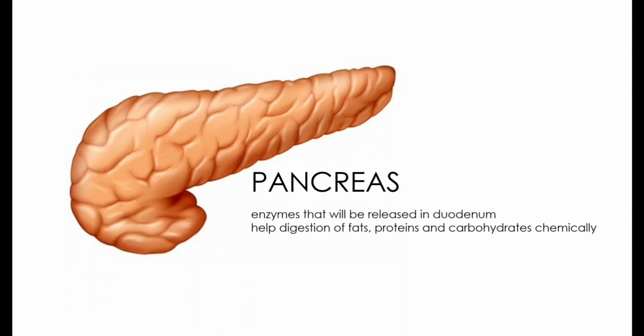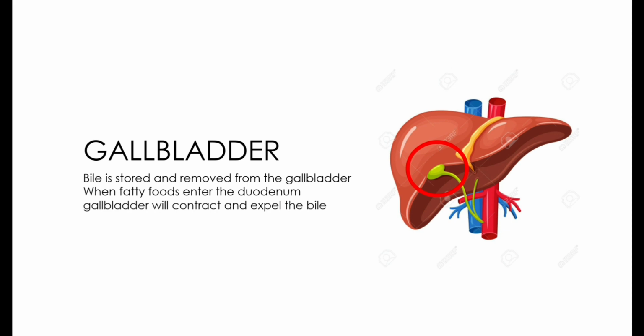Second one is the pancreas. The pancreas produces enzymes which will then be released in the duodenum to help the digestion of fat, protein, and carbohydrates chemically. Then the gallbladder. Bile is stored and removed from the gallbladder when fatty foods enter the duodenum. The gallbladder will contract and expel the bile.